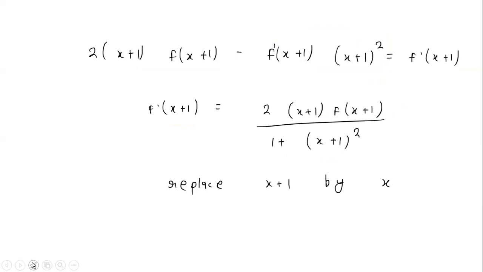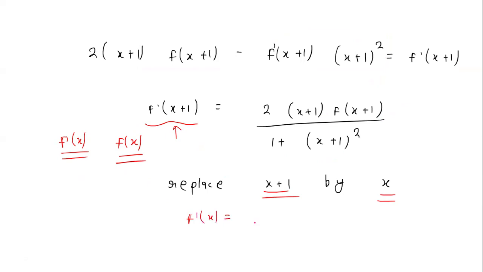So we have this. So here it is f dash of x plus 1, but we need f dash of x and f of x in our equation. So what we can do, we can replace this x plus 1 by x everywhere. So here it will come like f dash of x, and in the right hand side we have 2. Instead of x plus 1 we have this x. Here we have f of x, and here we have 1 plus x square. So this is our modified equation after replacing x plus 1 by x.